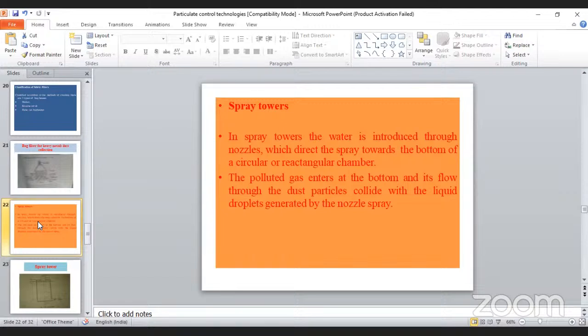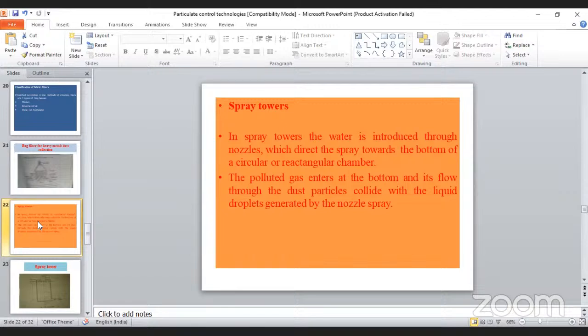At the side of the bottom, you have the provision to enter the polluted gas. At the top side, you have the provision to enter or spray the water. At the top of the unit, you may have the provision to exhaust, to collect or to send out the clean air. These are all the parts of the spray tower.